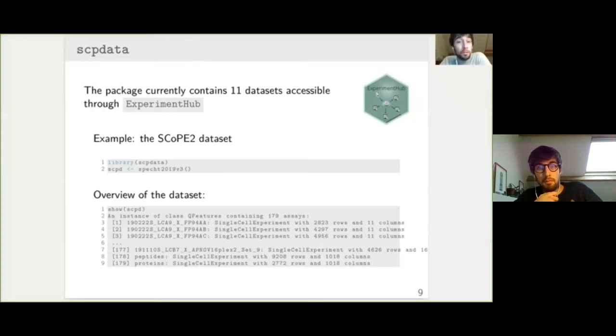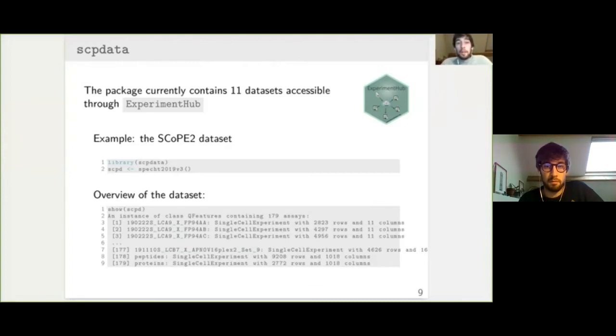Suppose you want the SCoPE2 dataset. All you need to do is load the scpdata package and then call the function specht2019v3, and you get the data, and ExperimentHub will take care of caching the data for you.